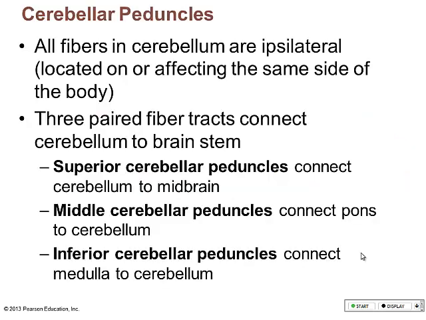So different parts connect cerebellum to the midbrain, connect the pons to the cerebellum, and connect the medulla to the cerebellum as well. So this is just some of the different paired tracks we're going to find in the cerebellum. All fibers in the cerebellum are ipsilateral. What the heck does that mean? It's not contralateral, it's ipsilateral. You learn, we're doing a little English lesson. Yeah, so right controls right and left controls left.